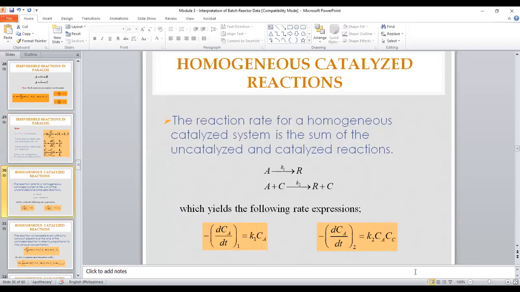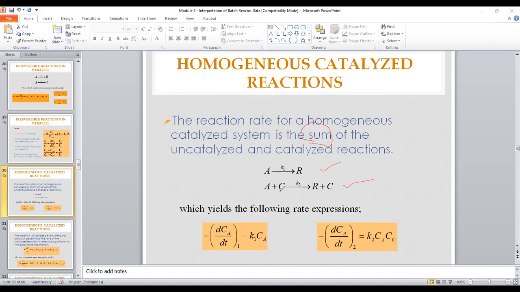So let's go to homogeneous catalyzed reactions. Homogeneous, and has the presence of a catalyst. So the reaction rate for this type of reaction is the sum. So take note, it is the sum of the uncatalyzed and catalyzed reaction. So you have to set up two equations, two reactions then. One that is not catalyzed, this one is the uncatalyzed reaction. This one is the catalyzed reaction.